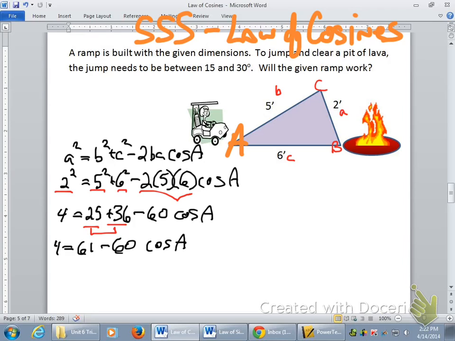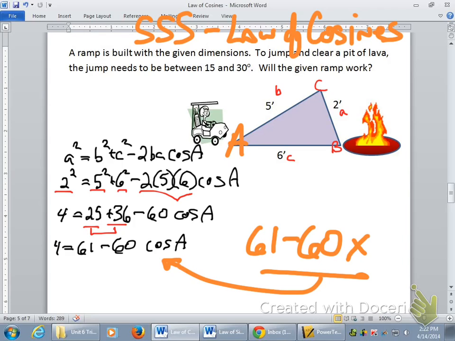Now, deep in my heart, I have a feeling I know what you're going to do. You're going to do 61 minus 60, right? But you cannot. Because I would remind you that 61 minus 60x are not like terms, are they? And isn't this really the same thing? It is.